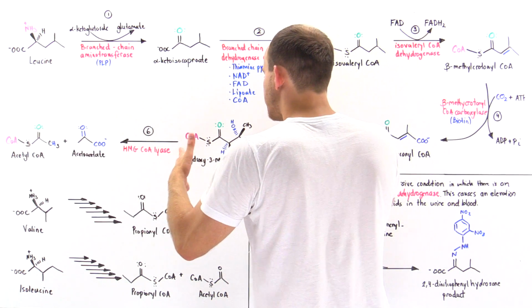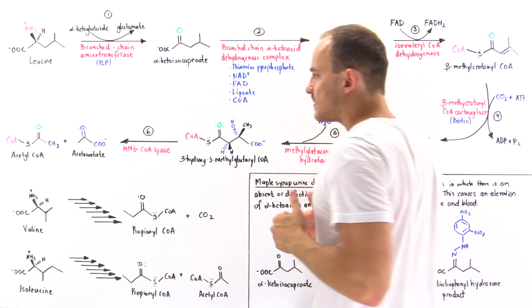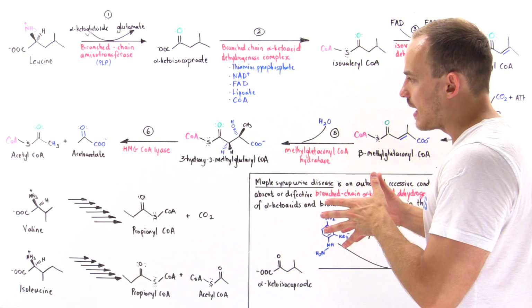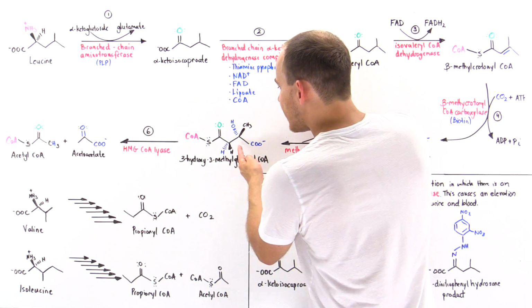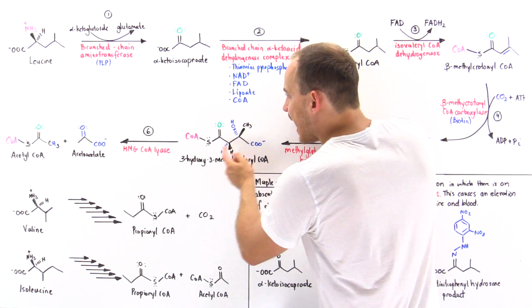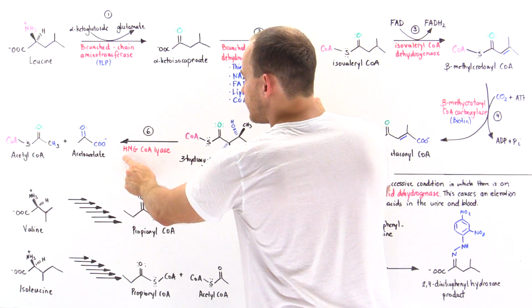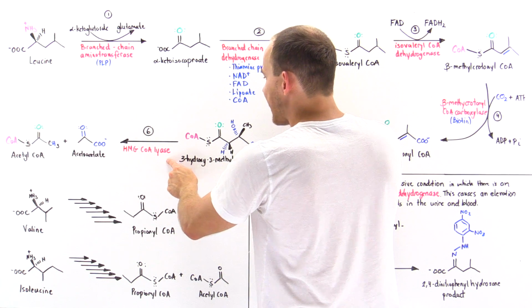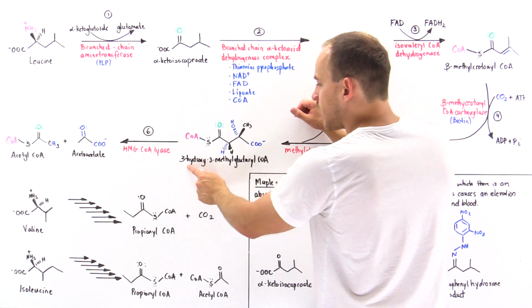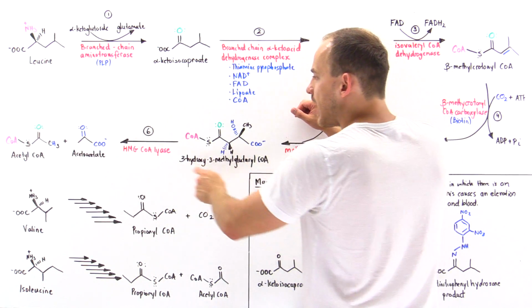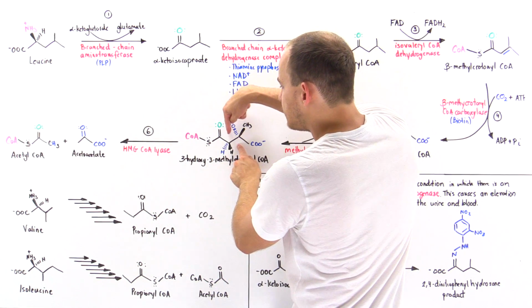And once we form this molecule, the final step, step 6, is a lysing step. So we want to lyse, break this bond here, and form these two final products. We use an enzyme, HMG coenzyme A lyase, where HMG stands for hydroxymethylglutaryl. And this enzyme breaks this bond here.